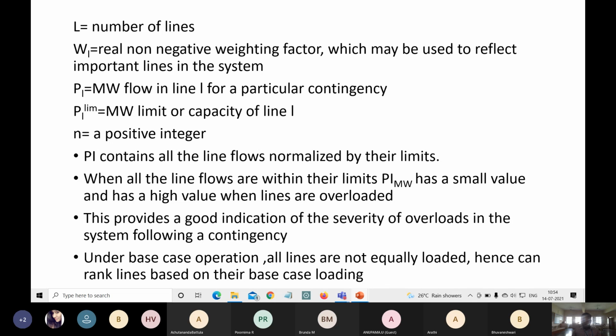So under the base case of operation, all the lines are not equally loaded, hence lines can be ranked based on their base case loading. So here what happens is, in some conditions, all the lines are not equally loaded. Every time all the lines are not equally loaded. If you measure in your laboratory also, if you are using a 3-phase load, you can measure by using a tong tester.